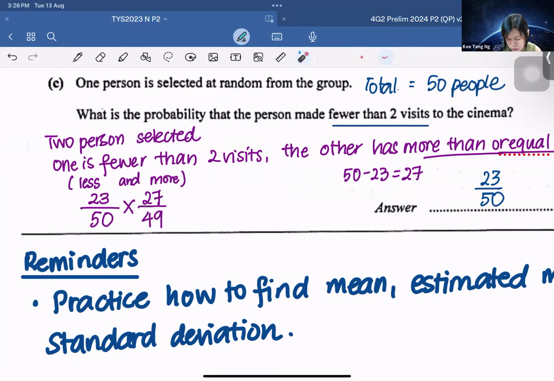Wait, I check first. Do you all understand how we get this case? What about the rest, Honey? Kimmy, you all okay? Fatiha? Okay, Fatiha raised her hand, means okay. Alright. So you understand this case, one is less, the second one is more.